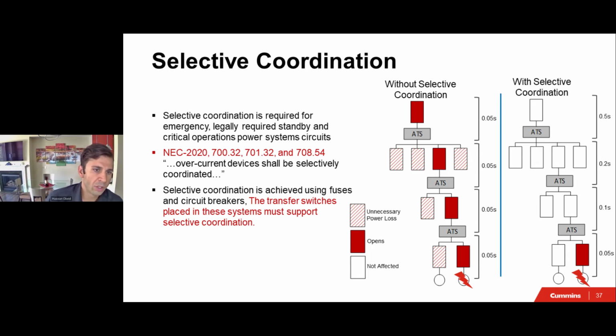Well, selective coordination is required for emergency, legally required, and standby critical operation systems. As you can see from the National Electrical Code 732, 700, 701, and 708, the breakers shall be selectively coordinated. Selective coordination is achieved via fuses or breakers, and the transfer switches must be able to support that selective coordination. So this system is not selectively coordinated on one side, and here it is selectively coordinated.